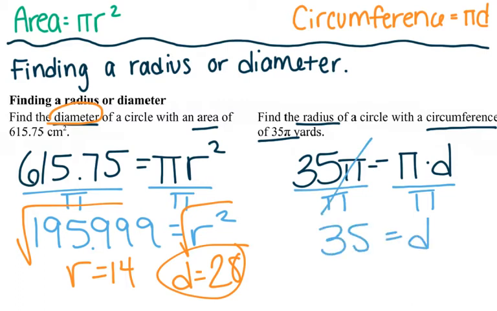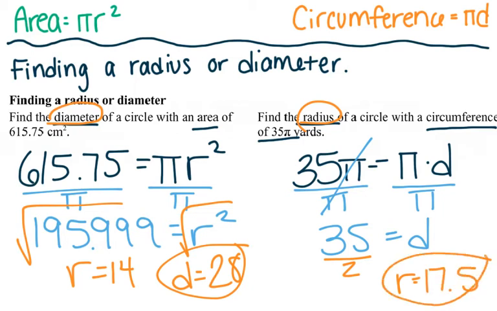Then, we're trying to find the radius. We have the diameter, and we know that the diameter is twice as much as the radius. So if I divide this by 2, it'll give me the radius. 17.5 is my answer.